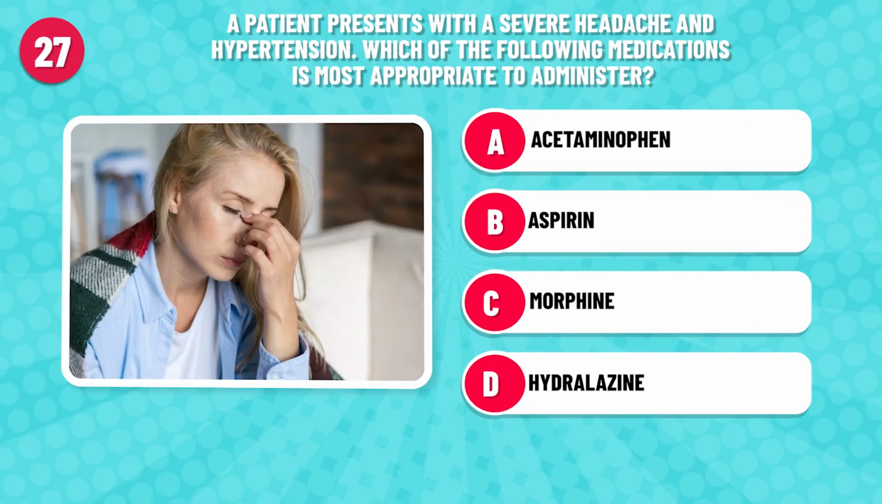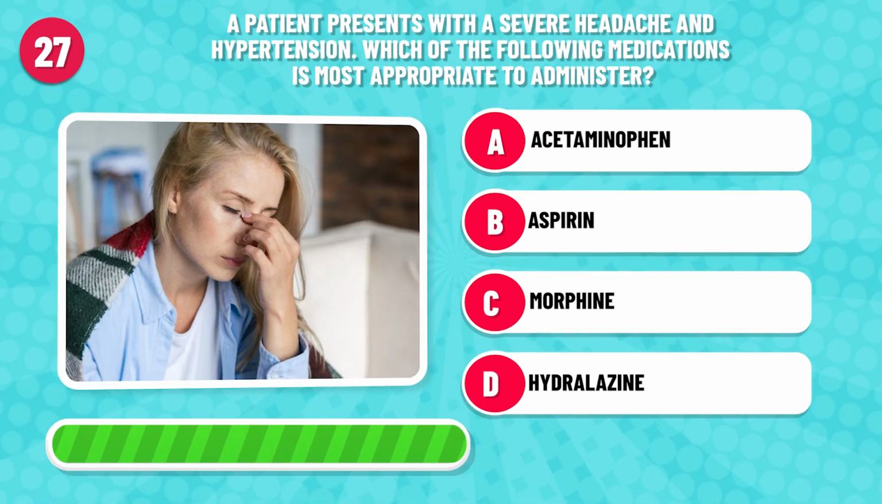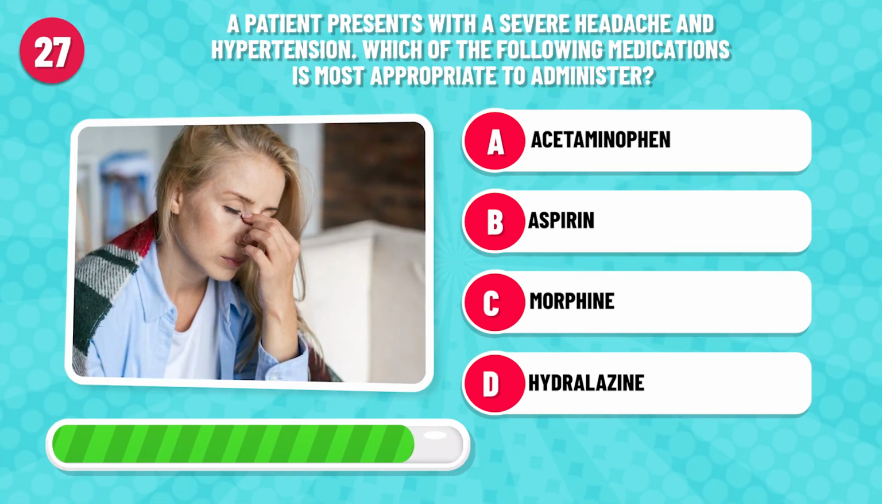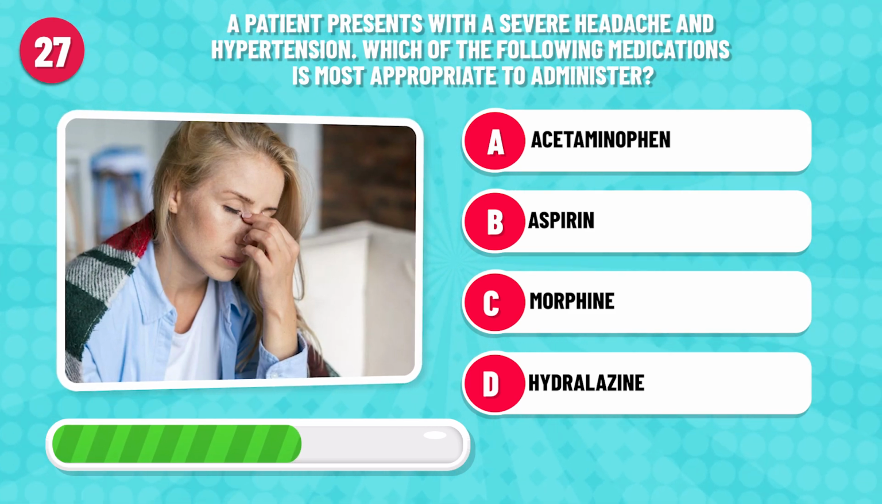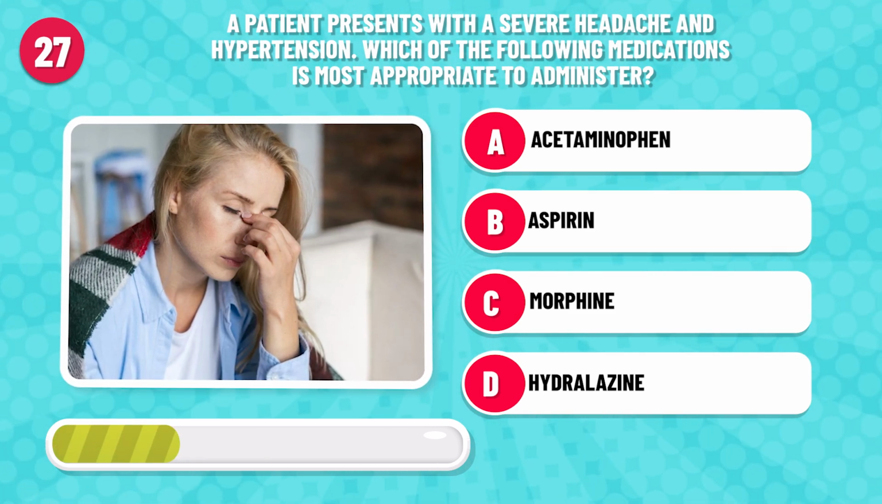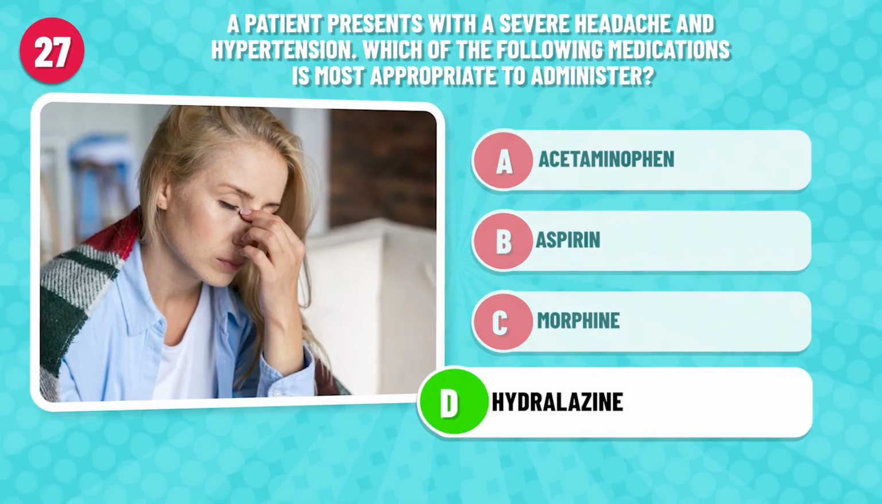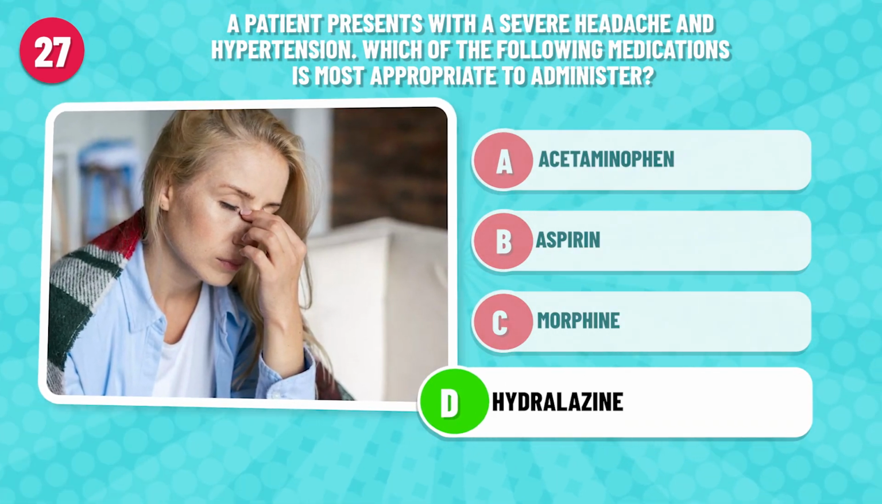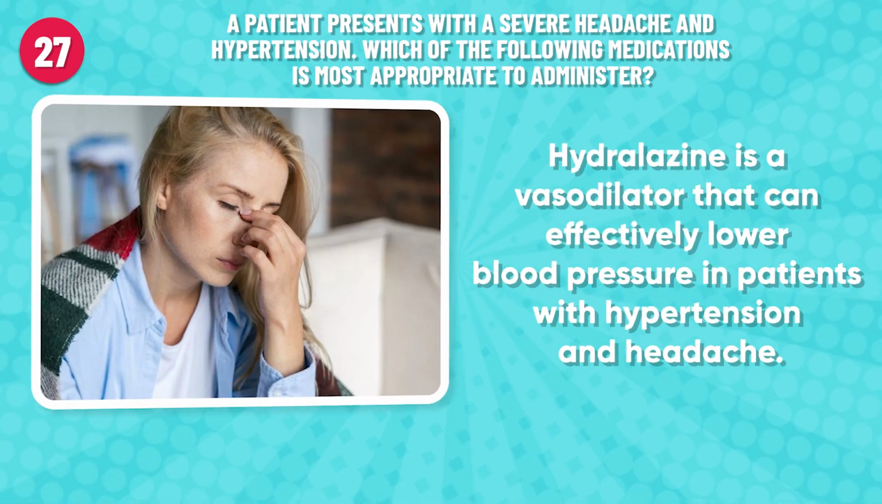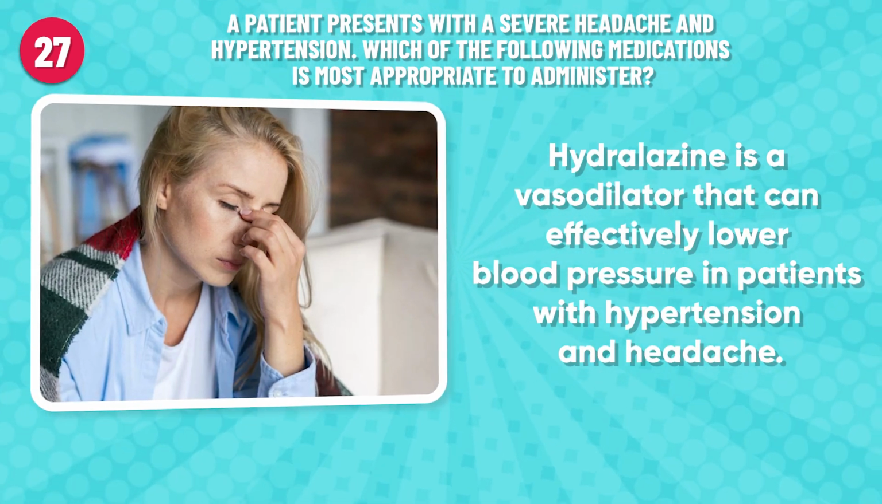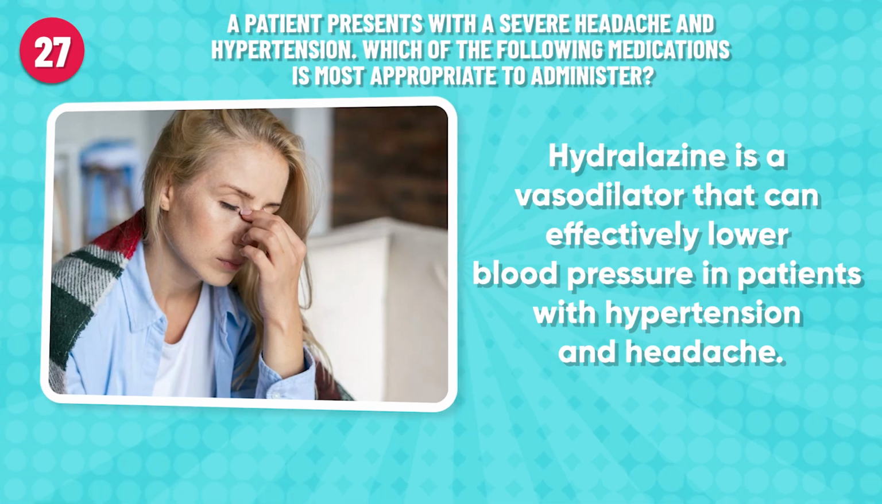A patient presents with a severe headache and hypertension. Which of the following medications is most appropriate to administer? It's D. Hydralazine. Hydralazine is a vasodilator that can effectively lower blood pressure in patients with hypertension and headache.